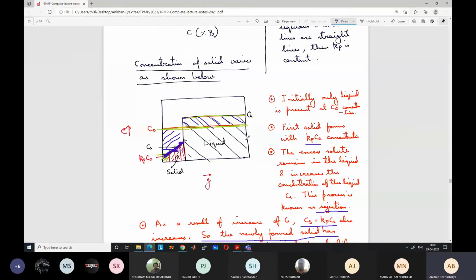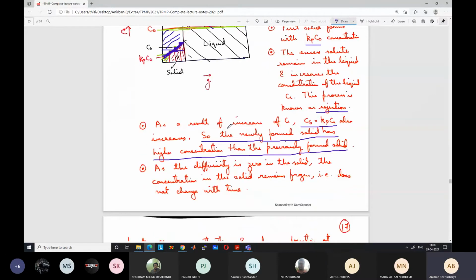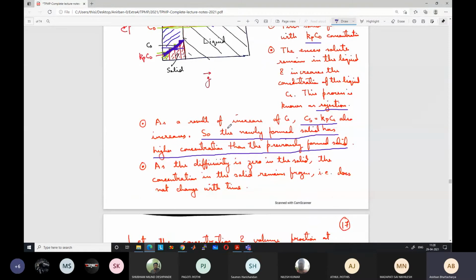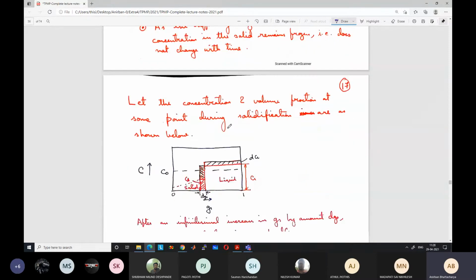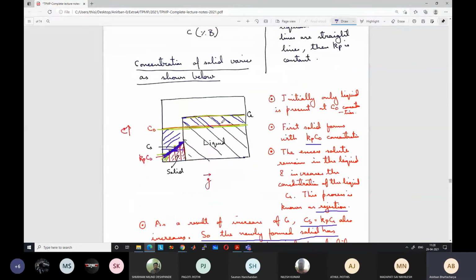Okay, so let us move on to the derivation. We want to find out the relation between phase fraction Gs, how much solid is formed, and what is the concentration. Similar to what we have found using the Lever rule, but in this case, obviously, the relation will be different.